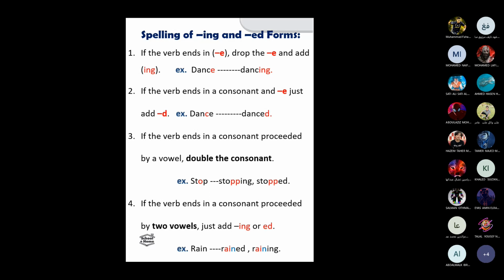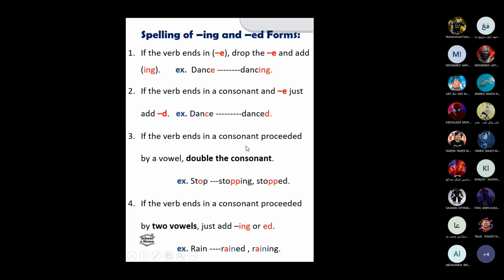Number one, if the verb ends in e, drop the e and add ing. So this is about adding ing. Dance has e at the end. If you want to add ing, you have to drop this e and add ing. So dancing. Rule number two, if the verb ends in a consonant and e, just add d, such as dance. If you want to add ed, it already has e at the end, so add just only d.